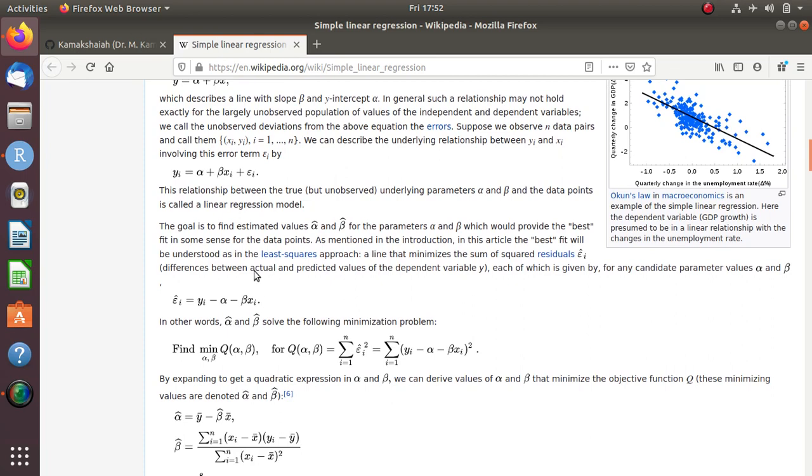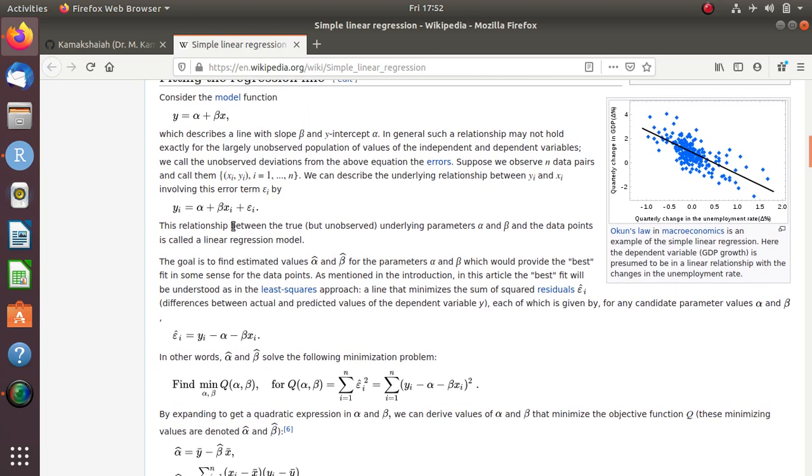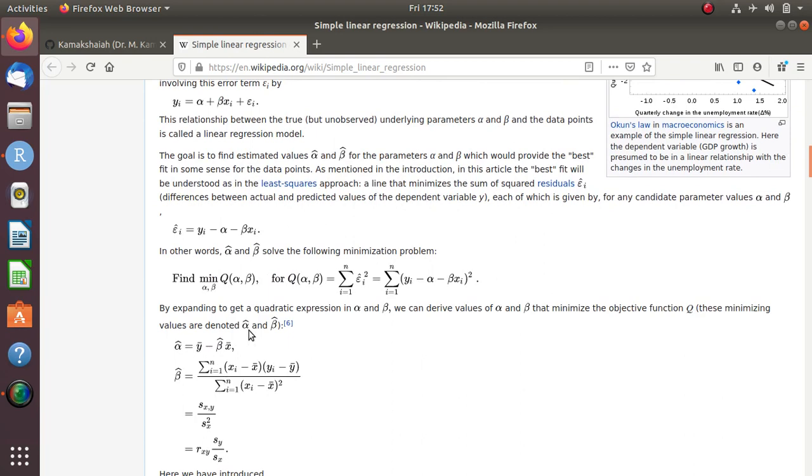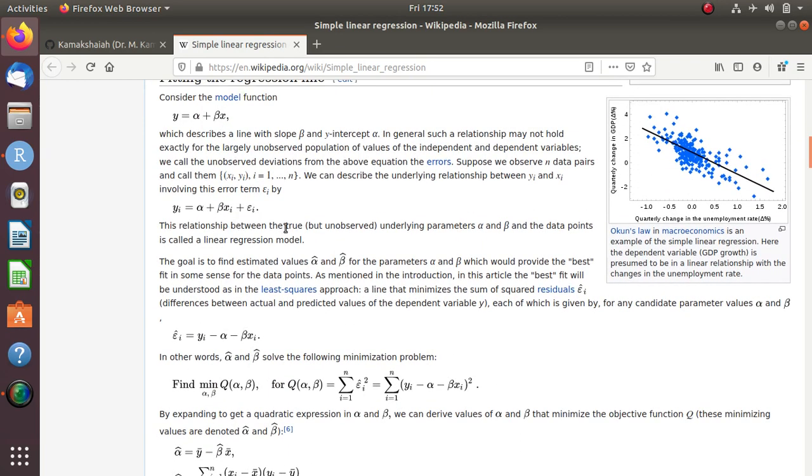Now all the effort in regression is just to estimate these two values, that is alpha and beta. Alpha is a constant and beta is the slope. That is the duty. And then we try to perform some tests to determine whether this alpha and beta are statistically significant or not. This is what I'm going to cover in this session.